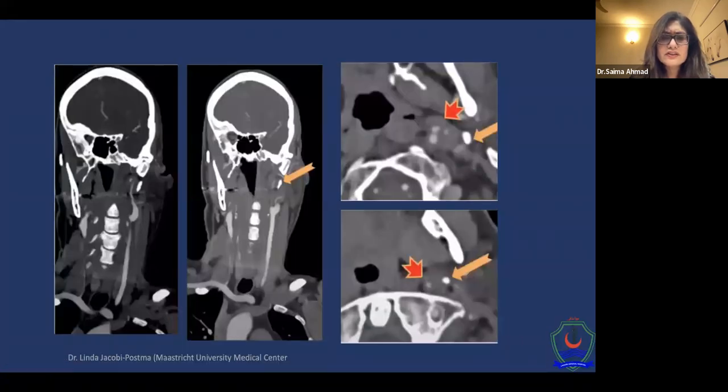So this is a case. This is not my case, but I have taken it from another doctor. If you see the blood vessels with the bone, there is an additional advantage, because there is elevation of the styloid process there, which causes the dissection of the left carotid artery. So the imaging of the vessels with bone is also advantageous.